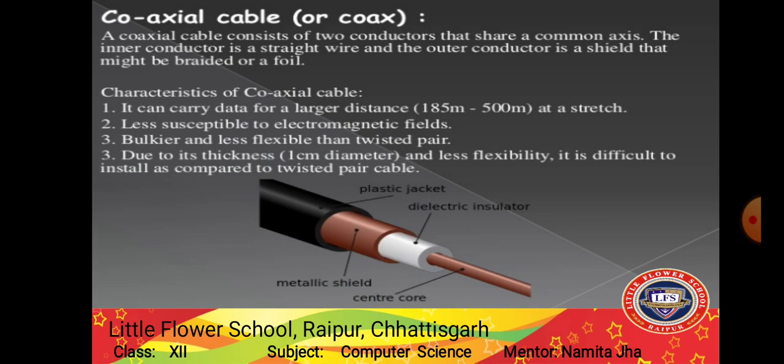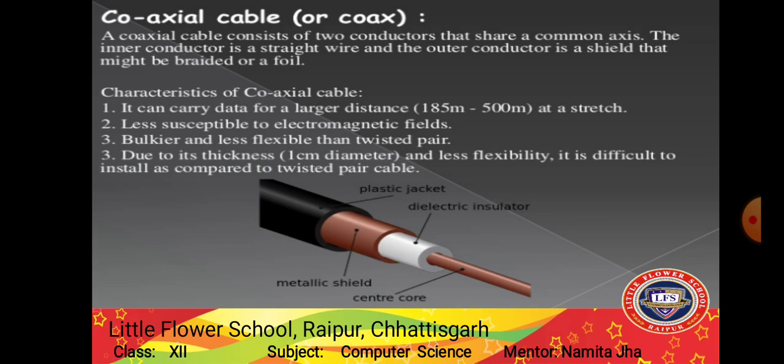It can carry data for a larger distance, about 185 meters to 500 meters at a stretch. It is less susceptible to electromagnetic fields. It is bulkier and less flexible than twisted pair. Due to its thickness, about 1 centimeter diameter, and less flexibility, it is difficult to install as compared to twisted pair cable.